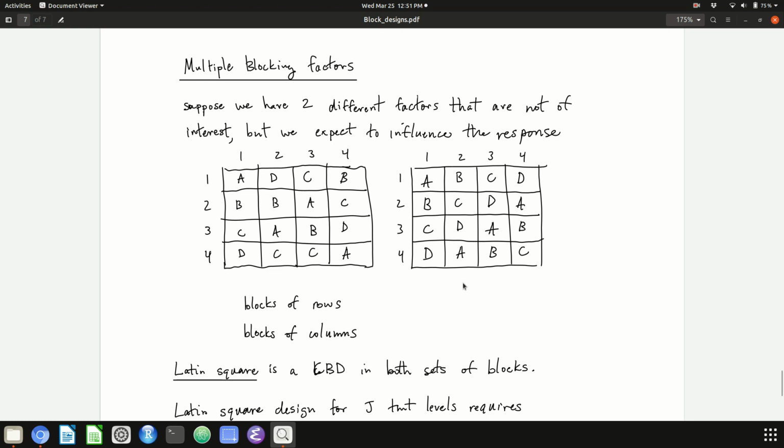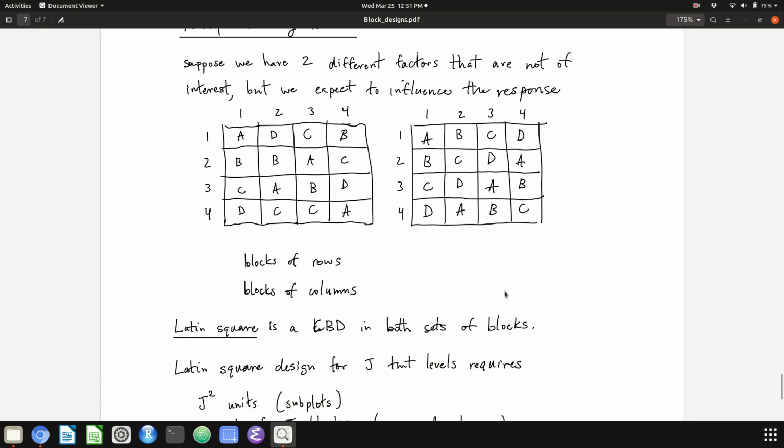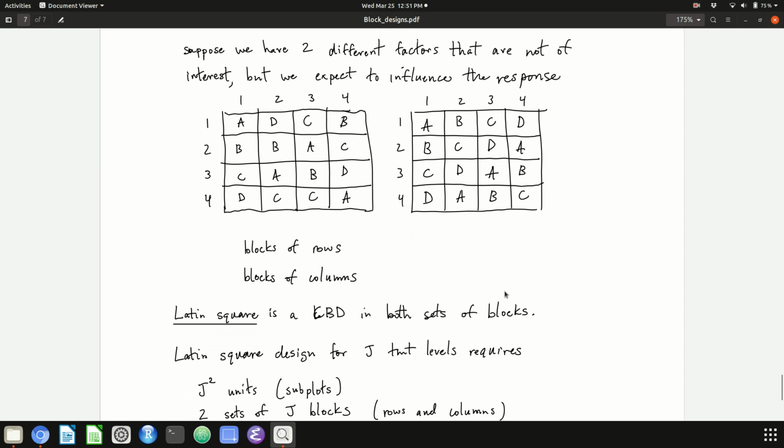On the other hand, this design is balanced with respect to both rows and columns. So if you wanted balance with respect to both of these, you would prefer this design. This design has a special name. It's called a Latin square. So a Latin square is just a complete block design in both of these sets of blocks.